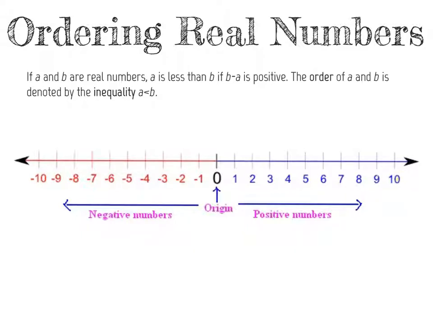So as far as that inequality A and B, where we have A is less than B, A is going to be less than B if it is farther to the left of B.